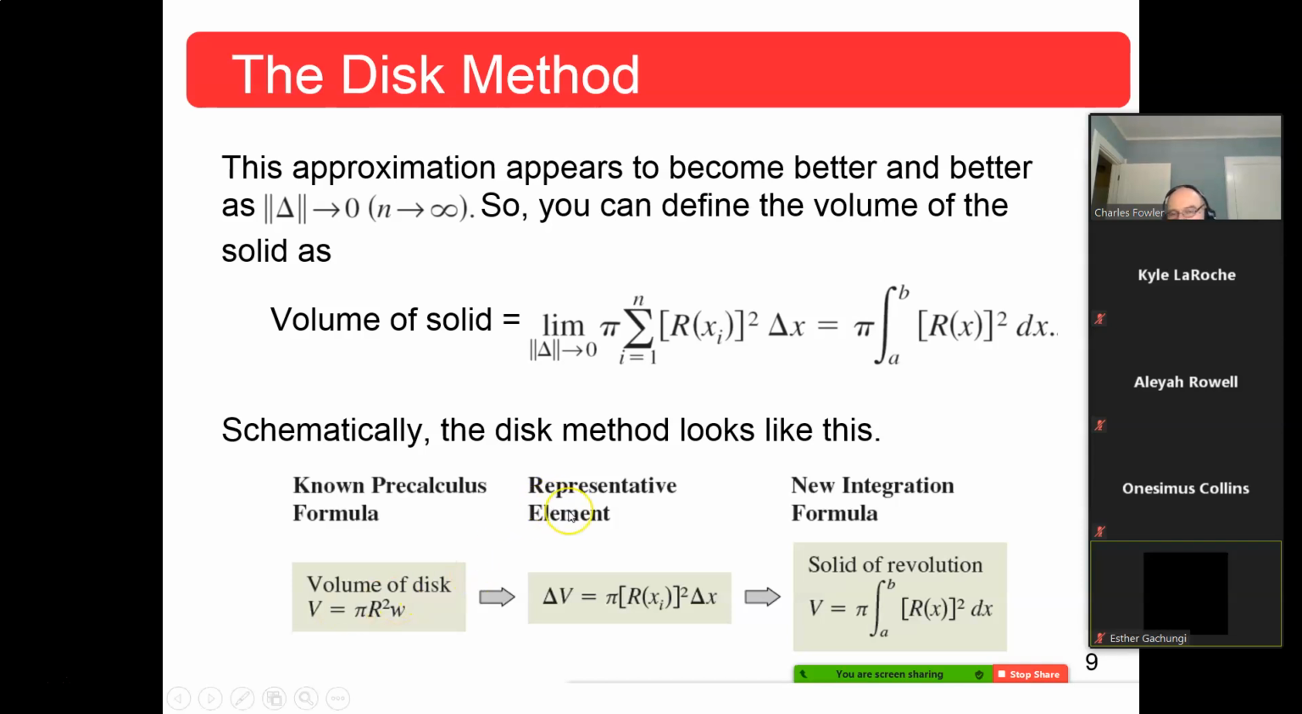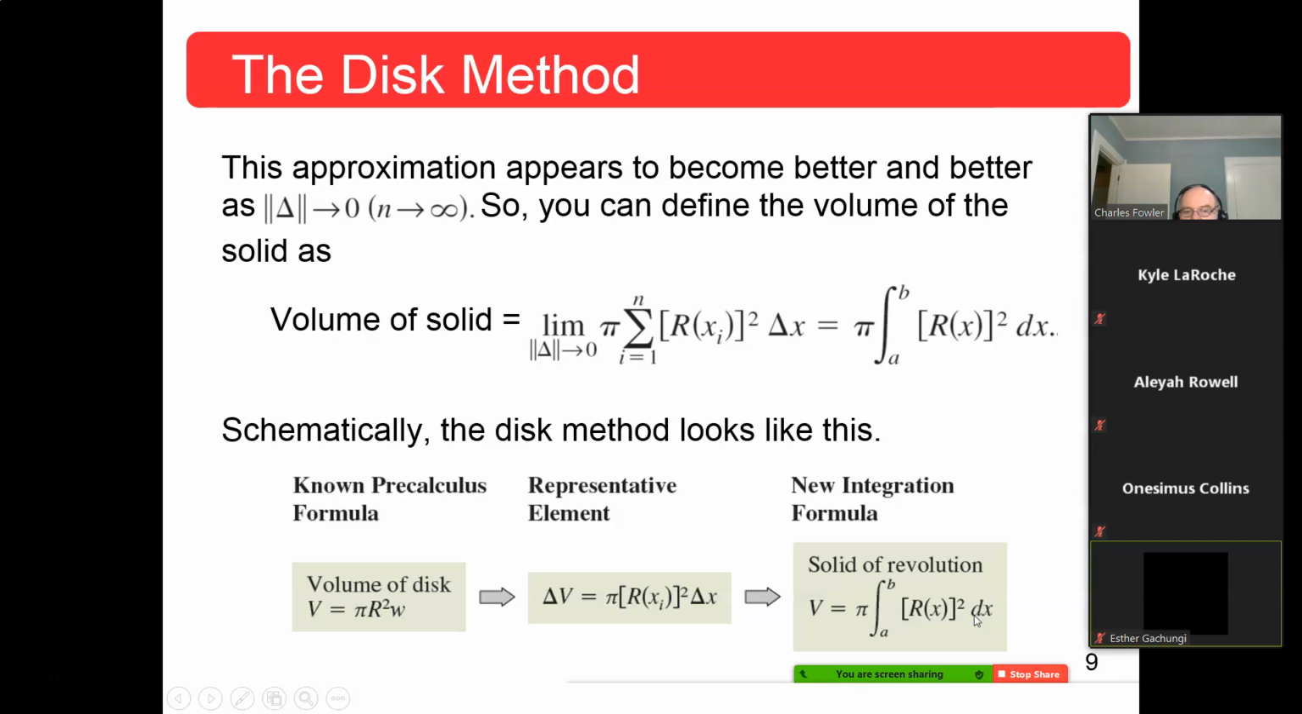Your representative element is now a delta V, one portion of that under the curve. It is pi times that portion: whatever the x of i is, take the r at that value, square it, and multiply it by your delta x. That takes the place of the w. Take the limit of the summation, and you get the total volume to be pi times the integral from a to b of r of x squared dx.